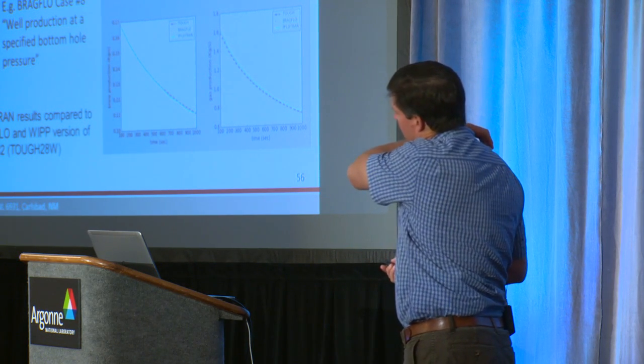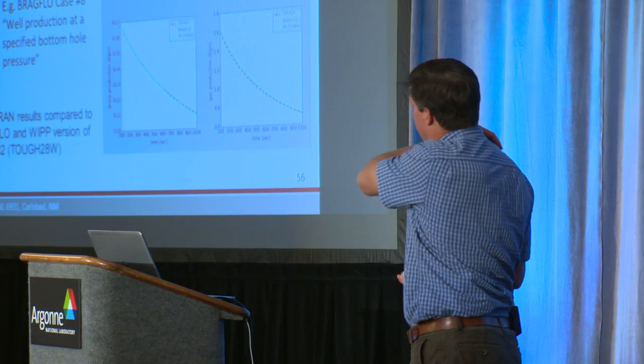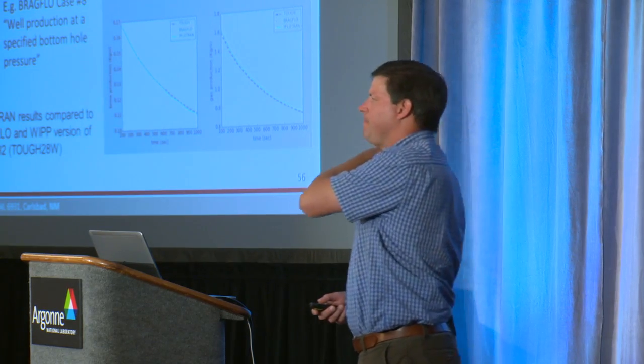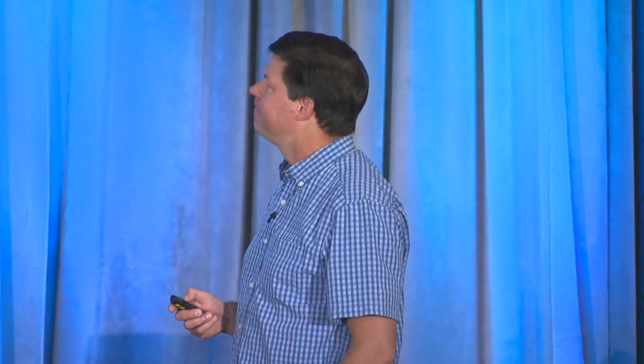And so this is just a result from that. We're comparing against BRAGFLO and TOUGH2. TOUGH2 is a code out of Lawrence Berkeley National Laboratory for subsurface. Probably, as far as closed source codes go, the most popular code in the world for subsurface simulation.